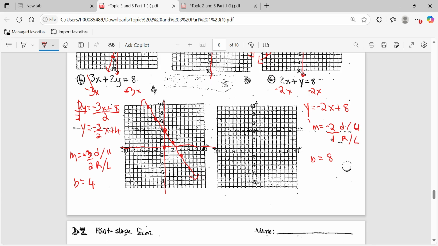So your first point is at 8. Then you would go down 2, right 1, down 2, right 1, down 2, right 1. If you don't go down 2 and right 1, you can also go up 2 and left 1. See how it's still in line? There you go. I graphed. Now we're going to do a bunch of practice on this because in order to learn mathematics, we must do the mathematics.